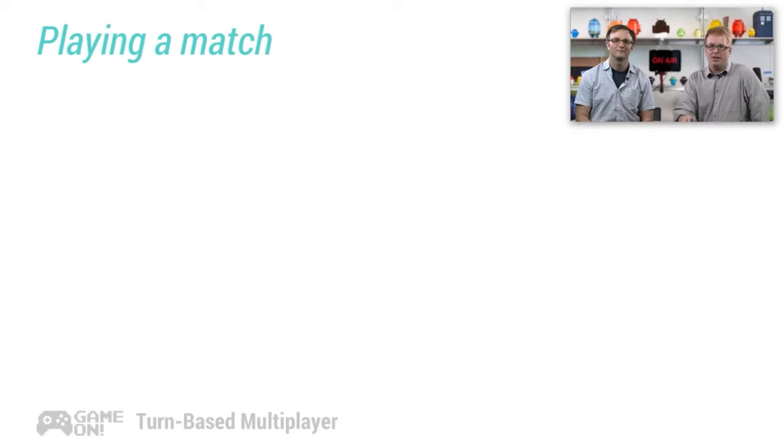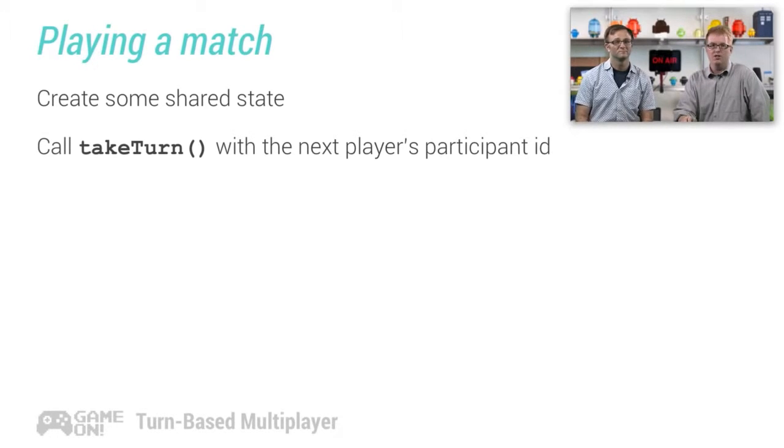So actually playing a game is: create some kind of shared state and then call take turn with somebody else's participant ID. So if I finish drawing, I'm going to say take turn and put your participant ID, not your person ID, participant ID. If you want to pass it off to auto matching, you just pass null in and it'll go off to the cloud, assuming that you have auto match slots left.